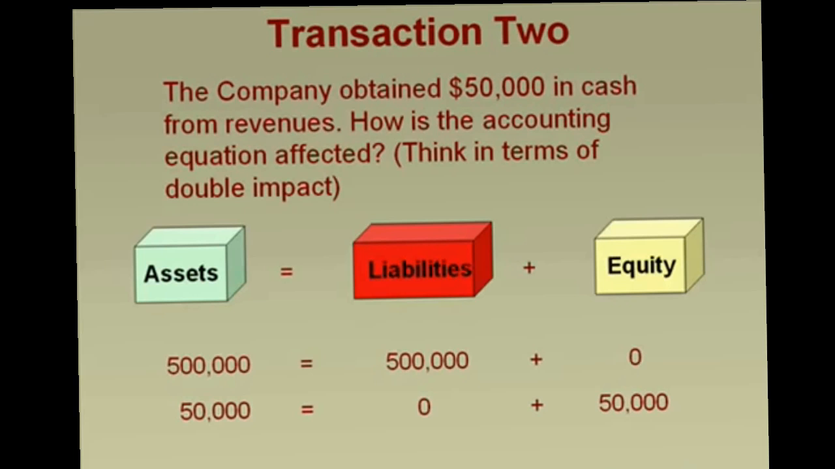So what's the final balance? Assets are now 550. Liabilities are 500. Equity is 50. You have to remember that the way it works is that it always balances. That's the beauty of the system set up by Pacioli in 1492. Try the next one.